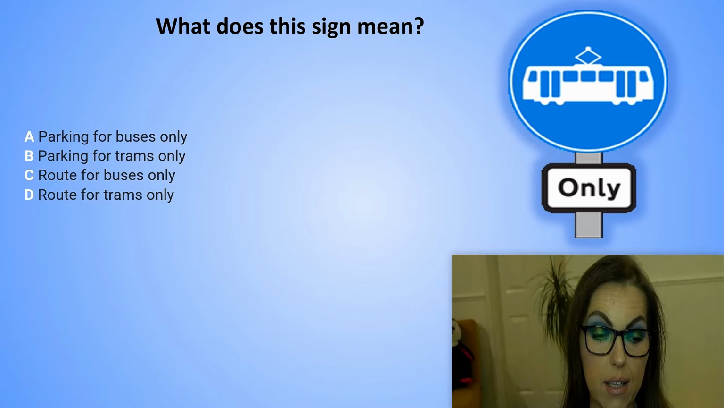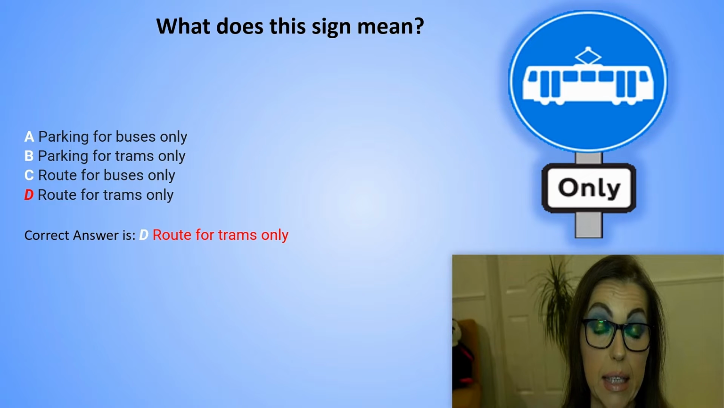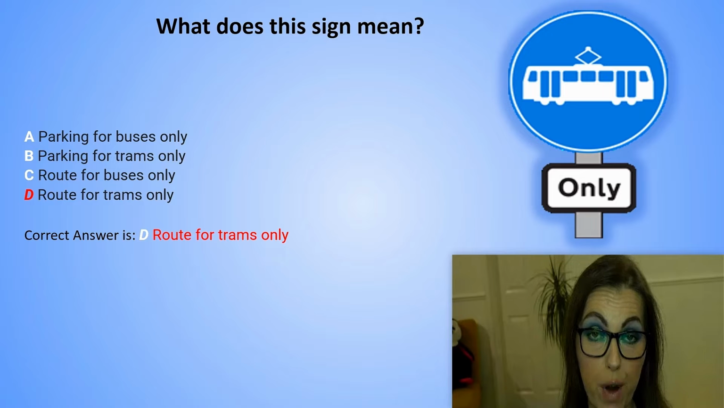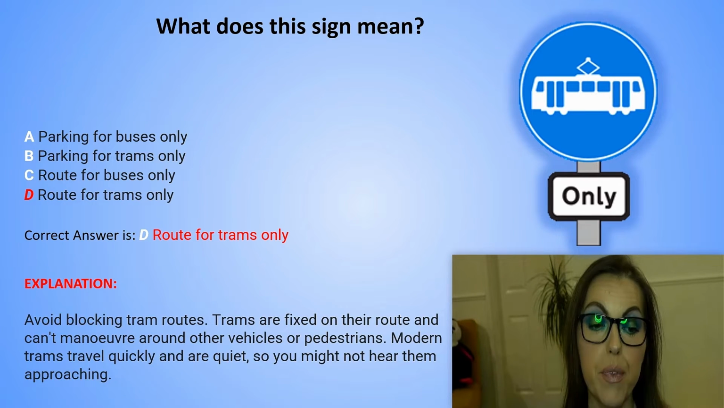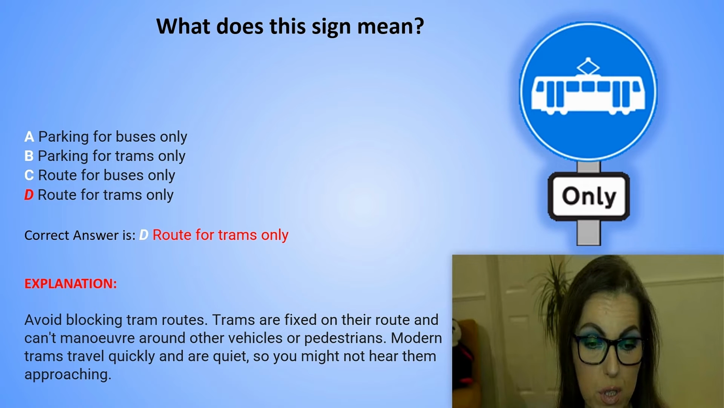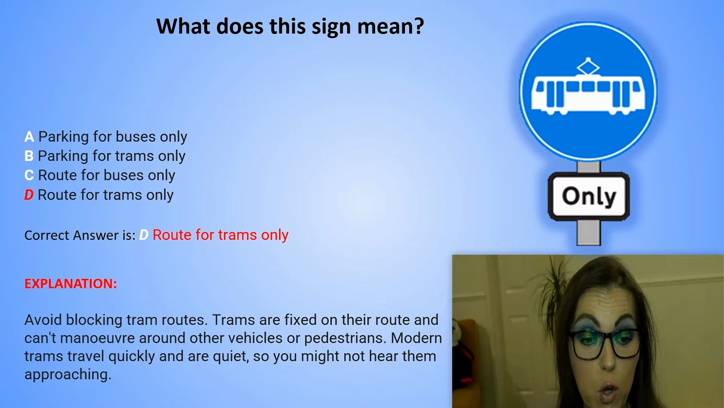The correct answer is D. Route for trams only. Explanation. Avoid blocking tram routes. Trams are fixed on their route and cannot maneuver around other vehicles or pedestrians. Modern trams travel quickly and they are quiet, so you might not hear them approaching.